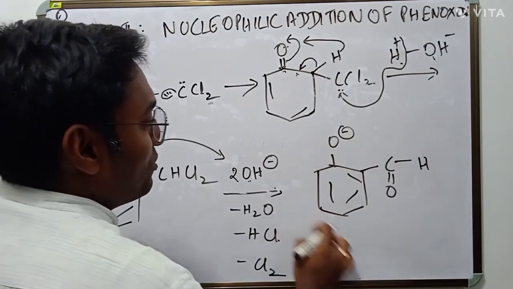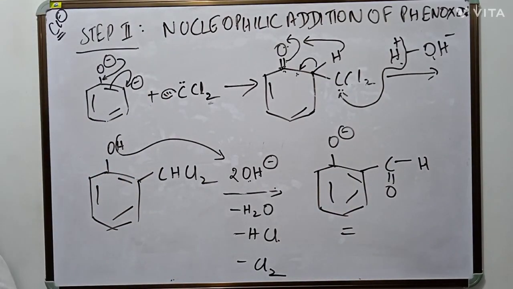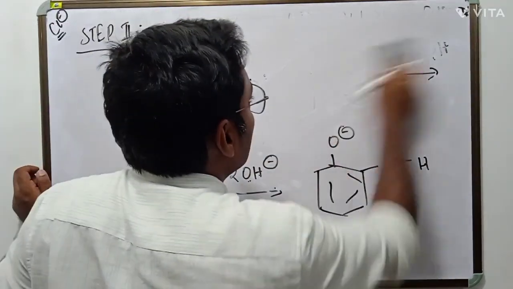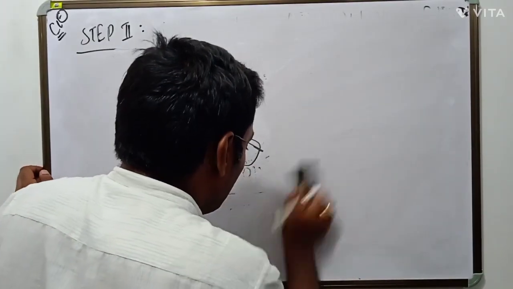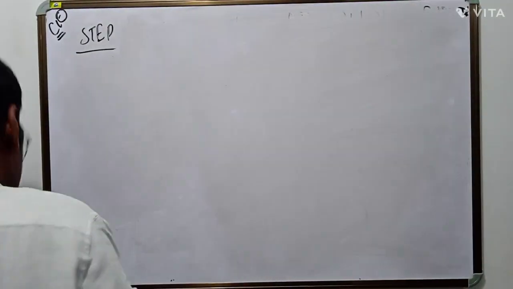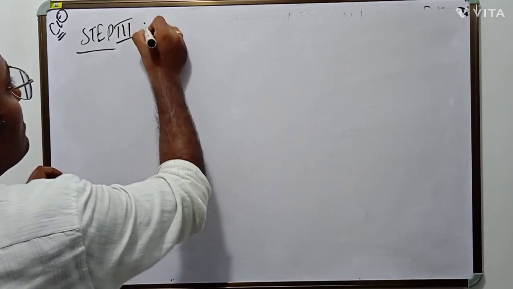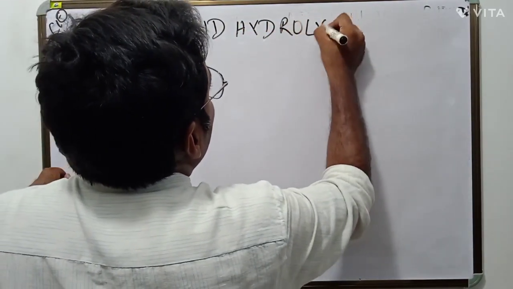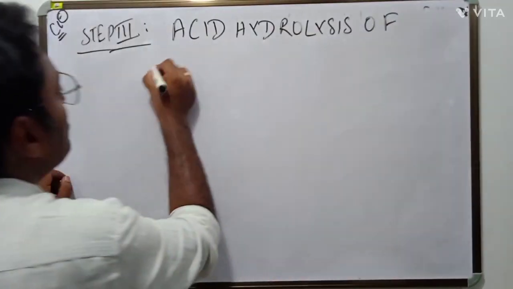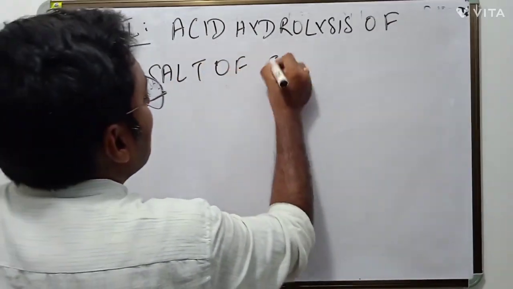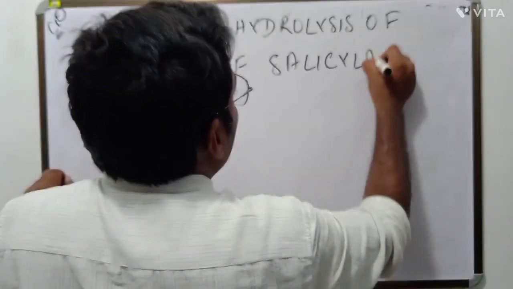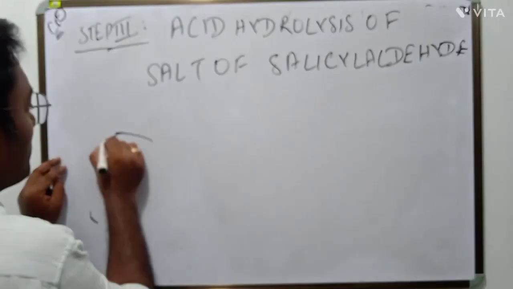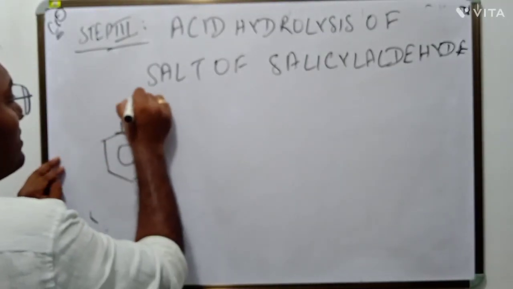So now the whole thing has become acidic. So initially when I started this, I said that you don't have to add acid from outside. The reaction itself will produce acid. So now it has produced an acid, right? We have got a salt of salicylaldehyde. In step 3, what would happen? Acid hydrolysis will happen because there is acid and water. So acid hydrolysis of the salt of salicylaldehyde.